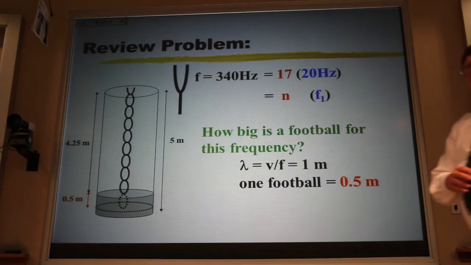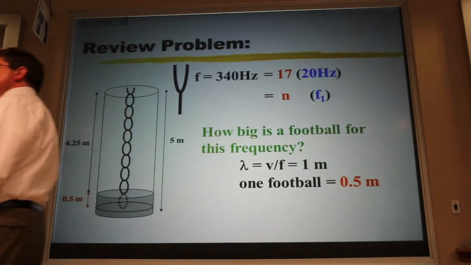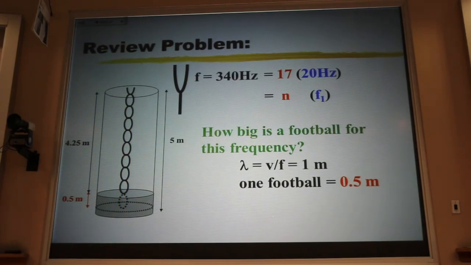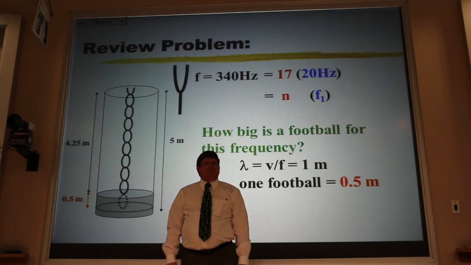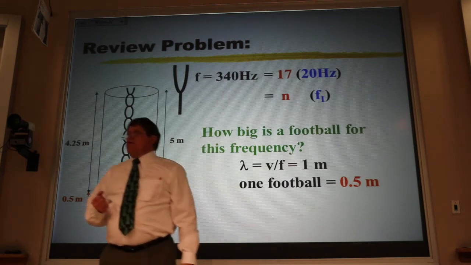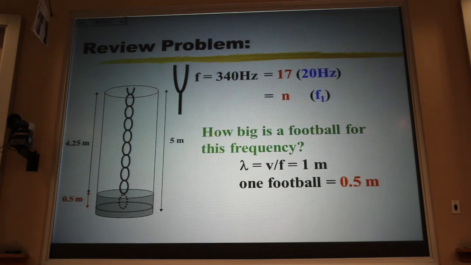But now I'm not playing the 17th harmonic anymore. Which harmonic am I playing now? The 19th. Well, wait a minute. If it's still 340 hertz, how can it be the 19th harmonic and the 17th harmonic? Well, by dropping this level of the water, I change the fundamental. And so now the fundamental is not 20 hertz anymore. It's something lower than 20 hertz. And now 19 times the new fundamental is 340, whereas it used to be 17 times 20 gave me the 340.